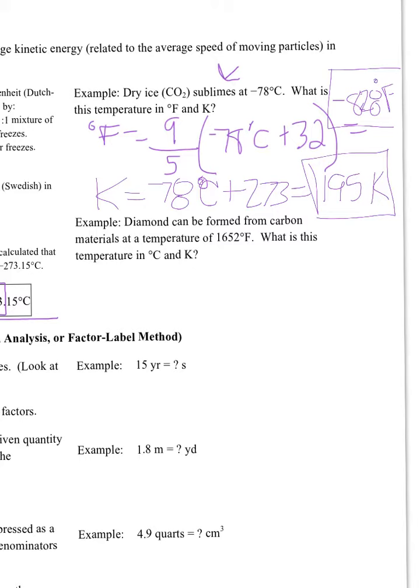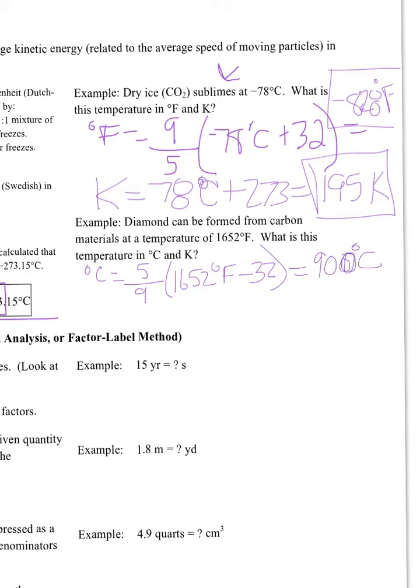The last example, really similar. Diamond can be formed from carbon materials at a temperature of 1,652 degrees Fahrenheit. What is this temperature in degrees Celsius and Kelvin? So degrees Celsius is going to equal 5/9 times 1652 degrees Fahrenheit minus 32. And plugging that into the calculator gives me 900 degrees Celsius. That's not 906, that's 900.